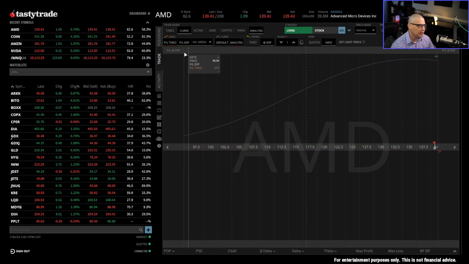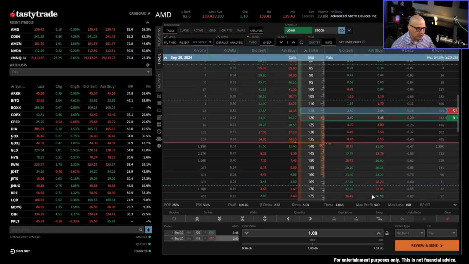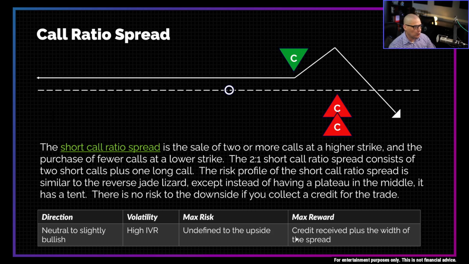So that is the difference. That is why you might choose a ratio spread rather than a naked put. So that's the put ratio spread. Let's talk about the call ratio spread.